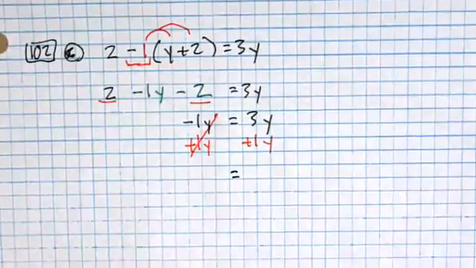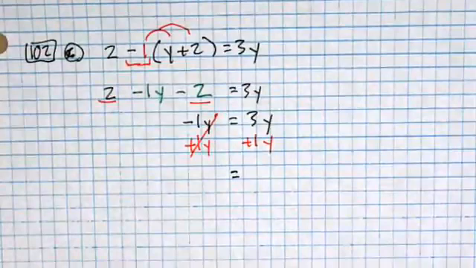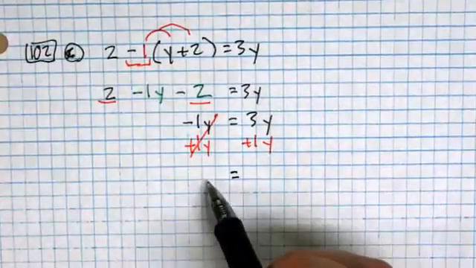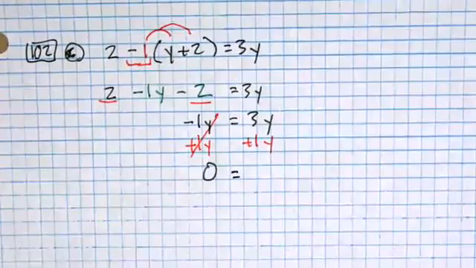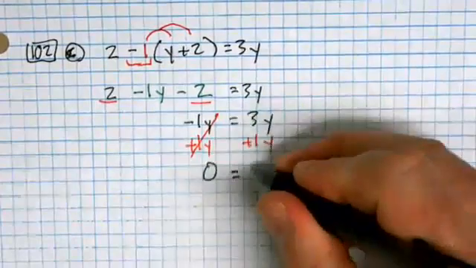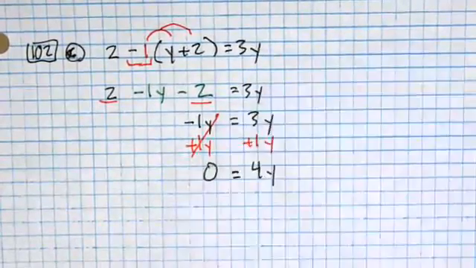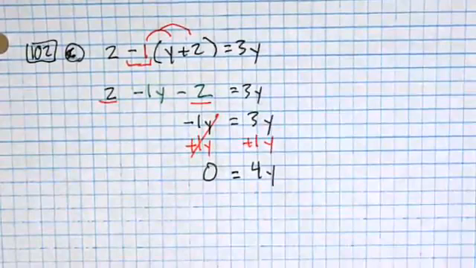Now, when everything goes away, there's still something that we got to write there. What do we write? How do we write nothing mathematically? Not 1, 0. And 1y plus 3y is 4y. Now, a lot of people here would think that, oh, this is one of those no solution ones, but we can still keep going.